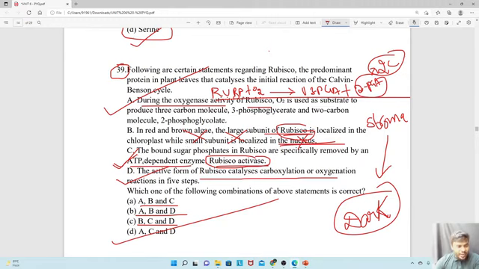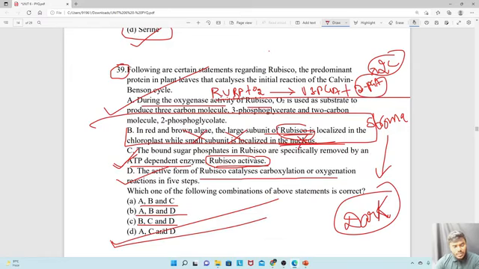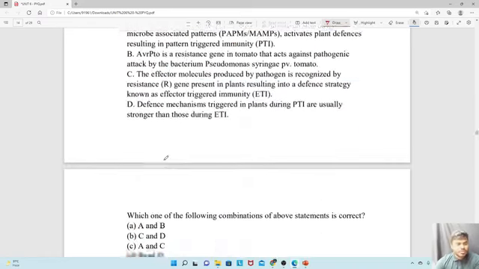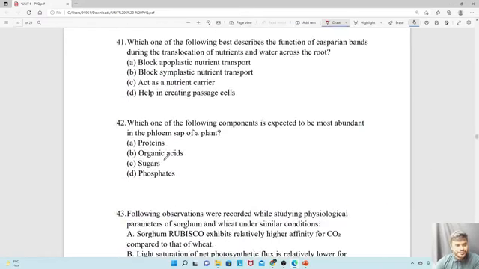Option D, the active form of Rubisco catalyzes carboxylation also, oxygenation also. Even though you feel option C is a difficult option, even though you don't know option C, by eliminating option B, you can directly come to a conclusion. Option D will be the correct and most appropriate.